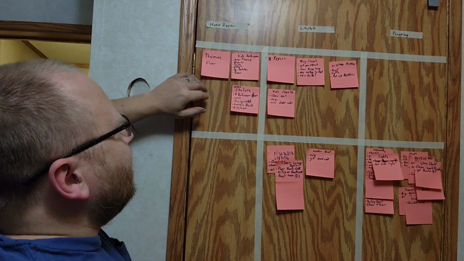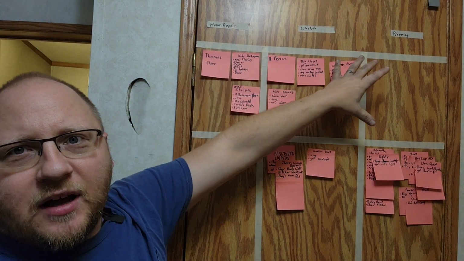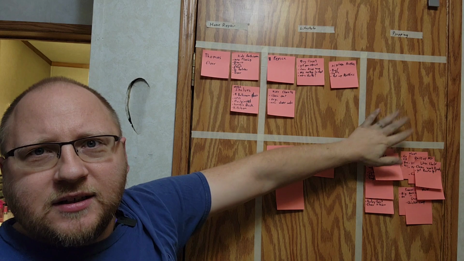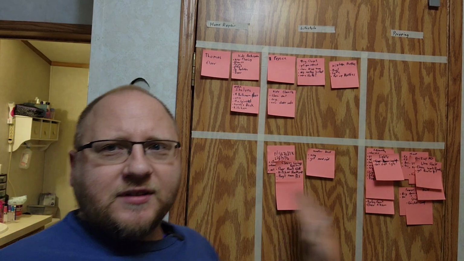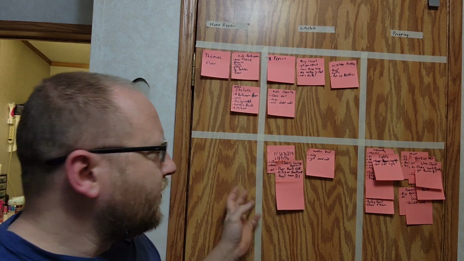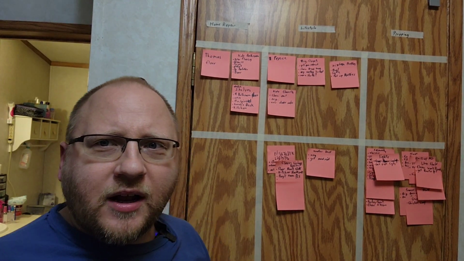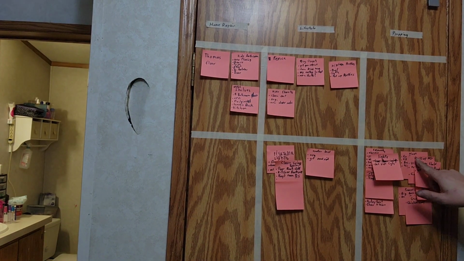So stuff goes in here for home repairs. This is the stuff that needs to be done, so it's like our master to-do list. Like I said, this one needs stuff added to it. This is the row of stuff that's in progress. And then this is the key that was really helping us get organized.